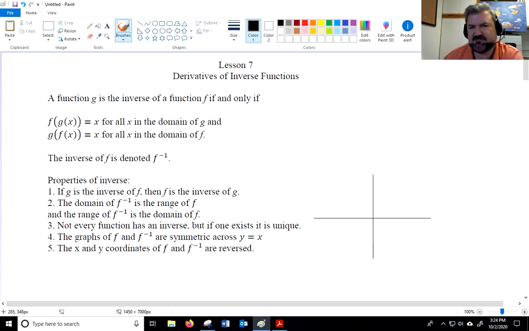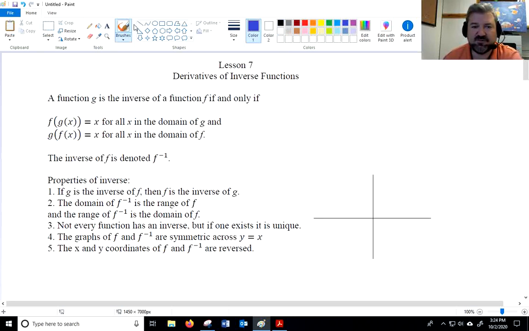So the properties of the inverse are that if g is the inverse of f, then f is the inverse of g. The domain of f inverse is the range of f, and the range of f inverse is the domain of f. Not every function has an inverse, but if it does, it's unique. The graphs of f and f inverse are symmetric across the line y equals x, and the x and y coordinates of f and f inverse are reversed.